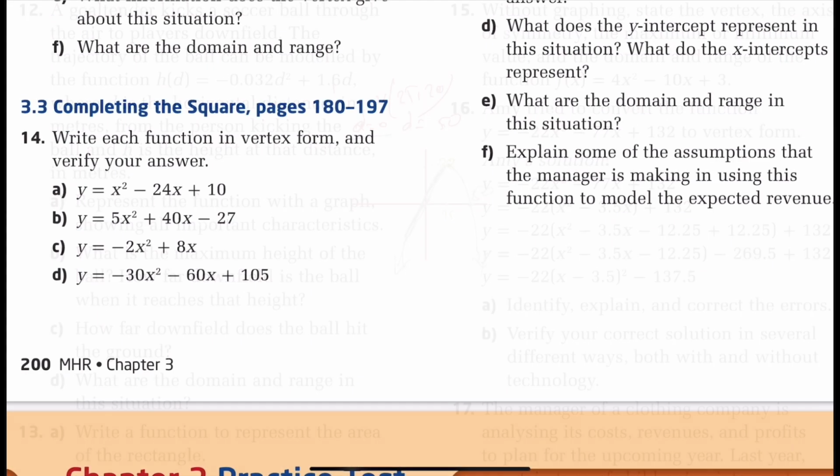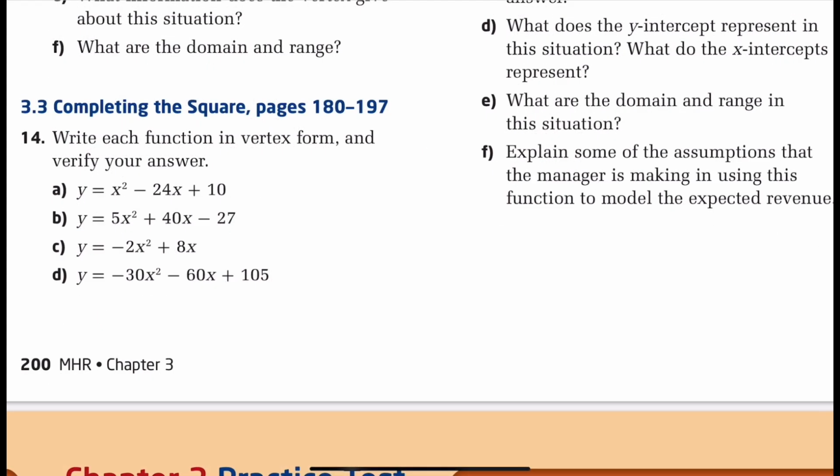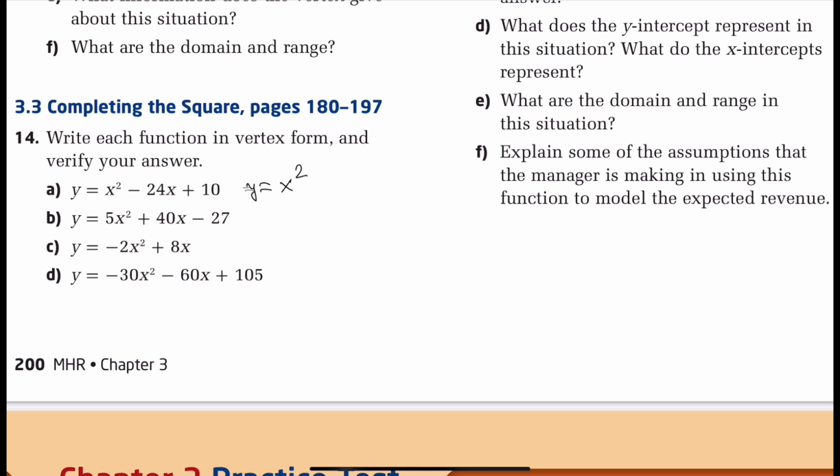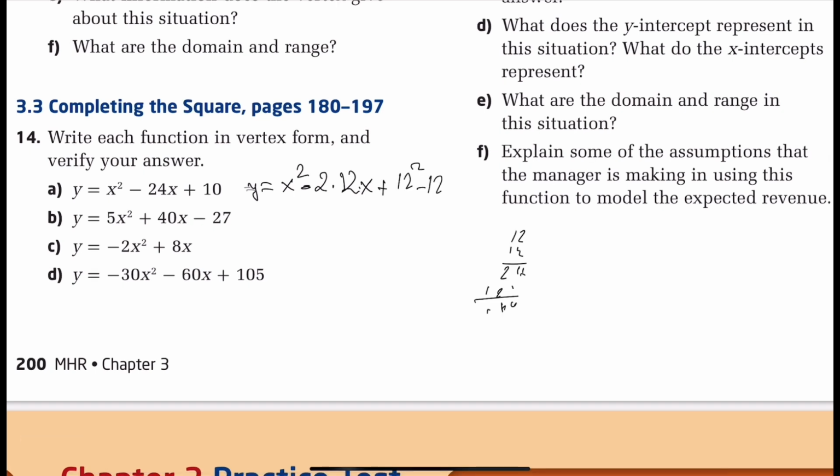Good, perfect. Okay, let us do one example. We'll write a function in vertex form. So we have the normal form and we will write it in the vertex form. To do that, we need to complete the square. So for the first one, I can write y is equal to x square minus 2 times 12x plus 12 square minus 12 square plus 10.